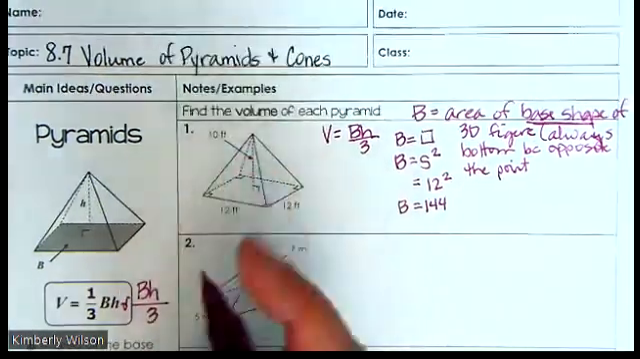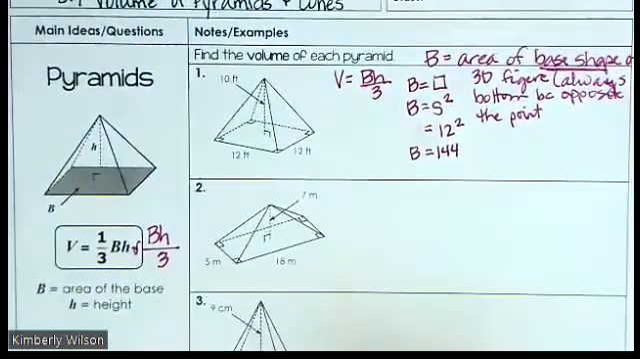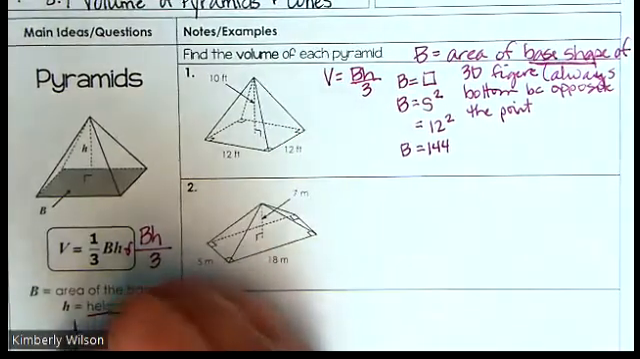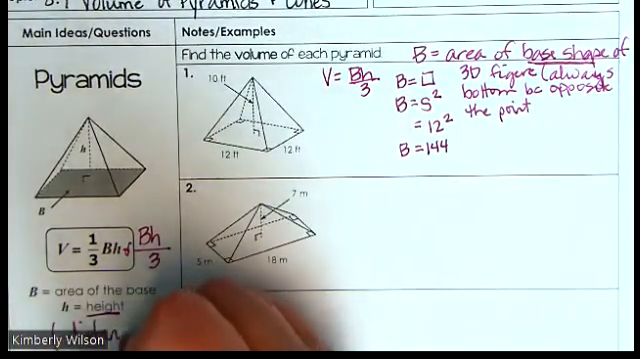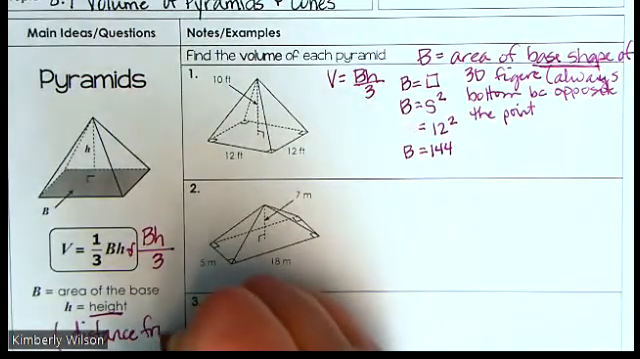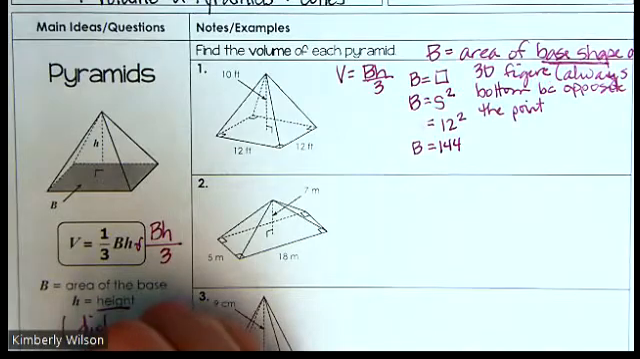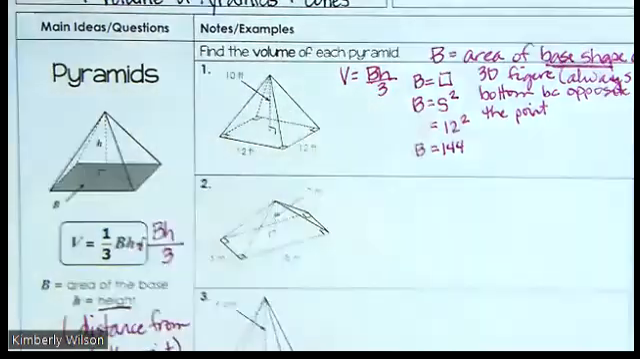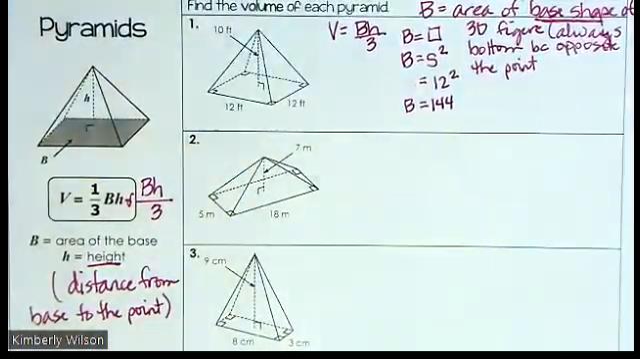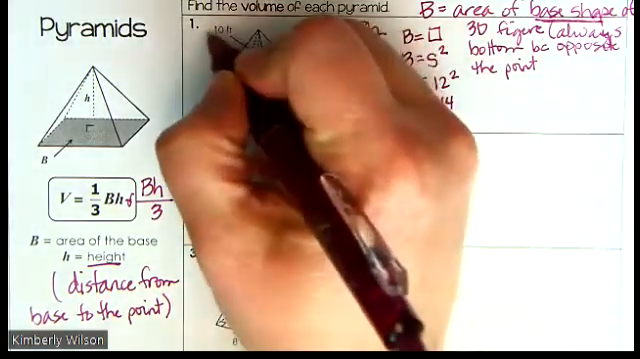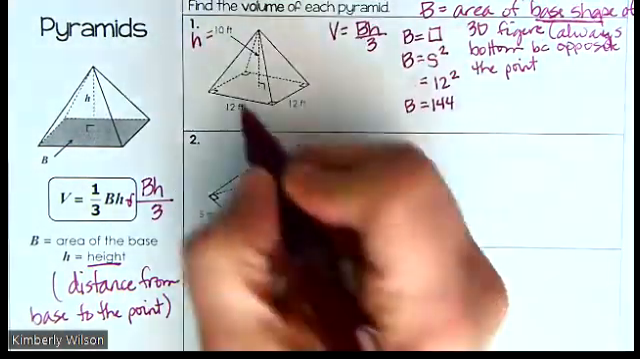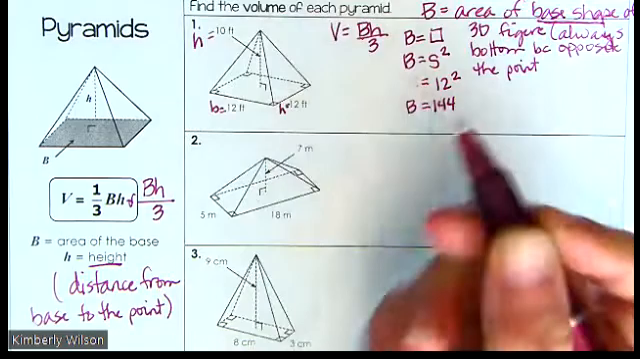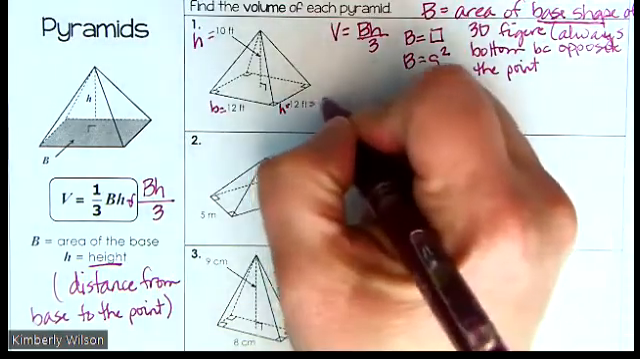Now, the height is always the distance from base to the point. It's always the distance from the base to the point. Okay, so that means this is going to be 10. This is the base and height for the square or the triangle, or it's what the side length is.